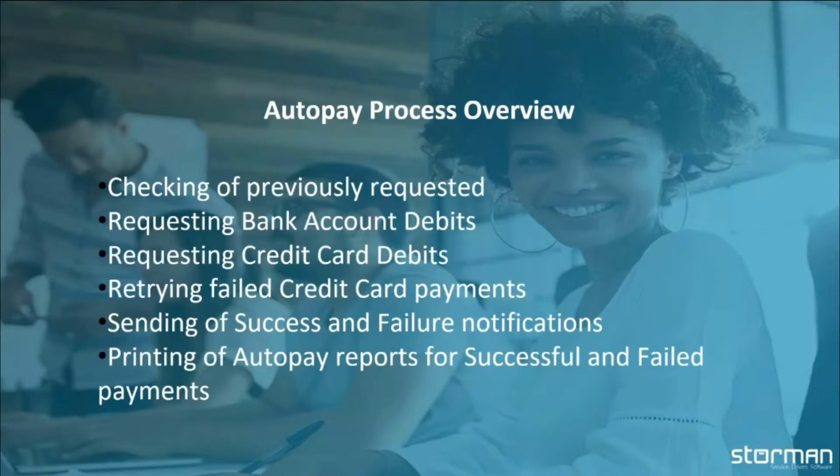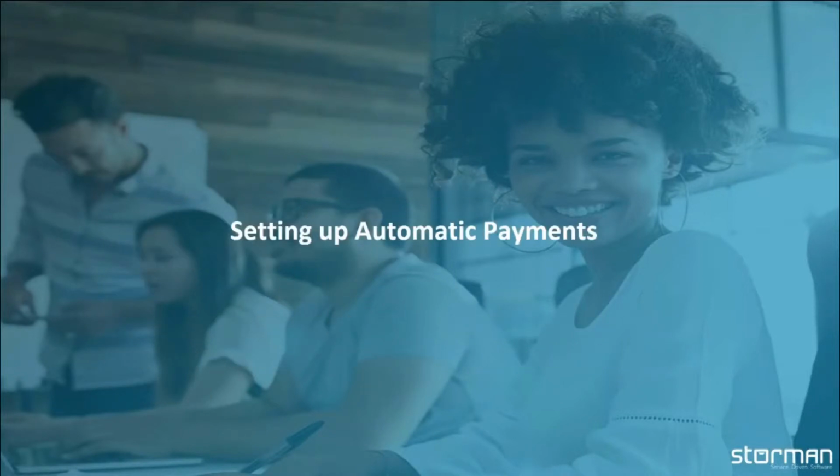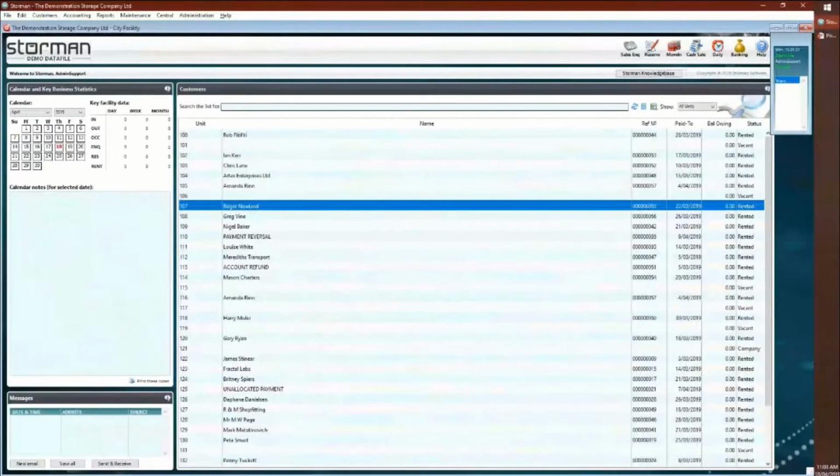Autopay forms a group of actions taken by Storman during daily processing, which we'll be looking at in more detail after we set up an Autopay profile. To set up automatic payments within Storman, you'll need to be integrated with a third-party payment provider like EasyDebit. Once that's been done, you begin the process of autopay activation by opening your customer's agreement and navigating to the Autopay Notices tab.